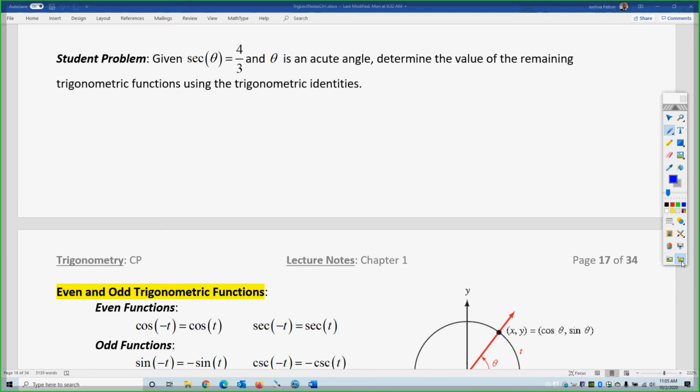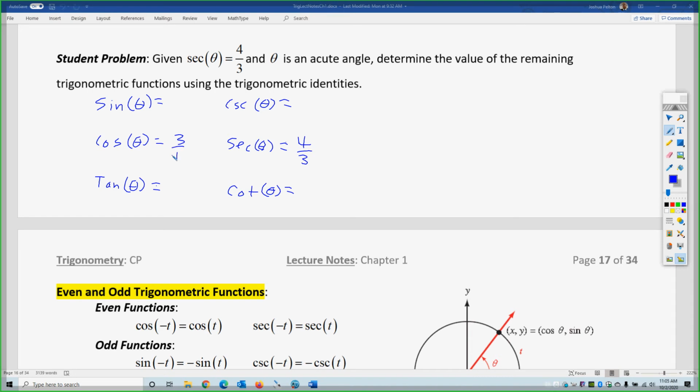Okay, student problem. We got sine, cosine, tangent, and we have cosecant, secant, and cotangent. Alright, so secant is 4/3, so using the reciprocal identity, this must be 3/4. So I don't really have any more after that. So I have to use another Pythagorean identity, basically.